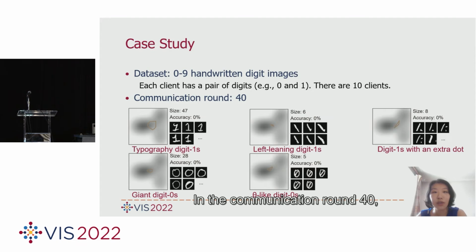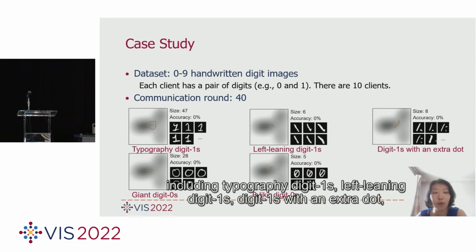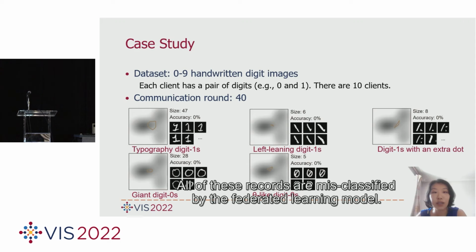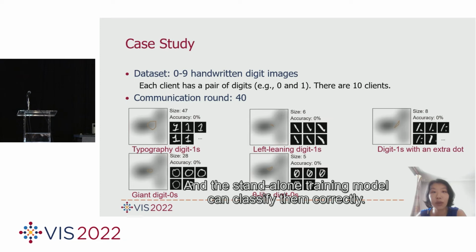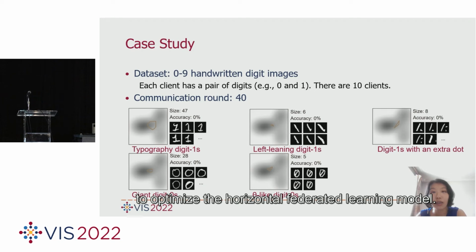In communication round 40, Vis helps us identify the following data heterogeneity issues, including typography digit ones, left-leaning digit ones, digit 1 with an extra dot, giant digit zeros, and theta-like digit zeros. All of these records are misclassified by the federated learning model, and the standalone training model can classify them correctly. Therefore, we should suggest other clients to collect more pictures of digit 0 and digit 1 to optimize the horizontal federated learning model.